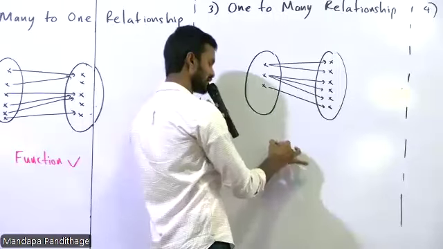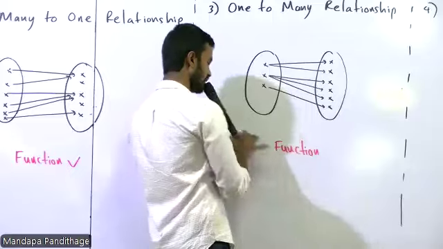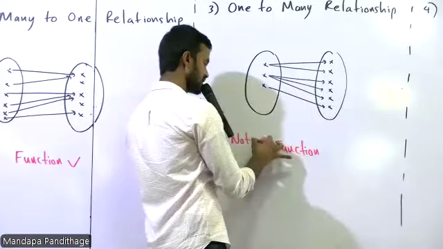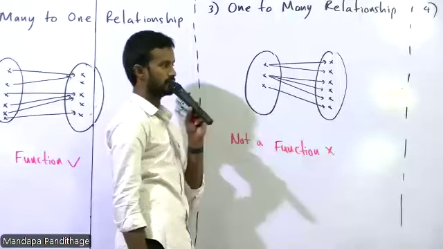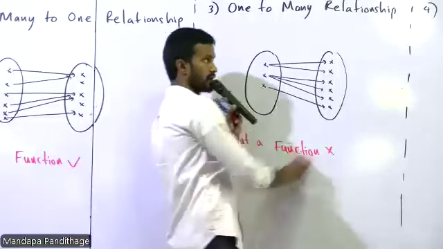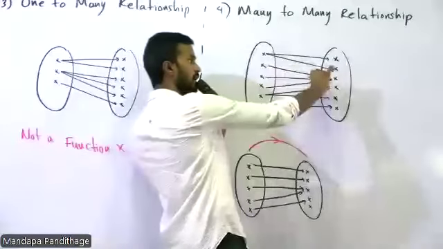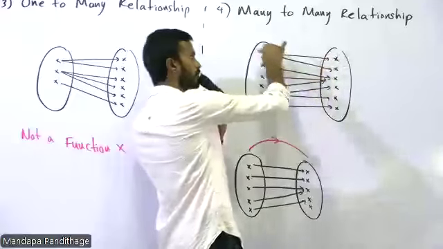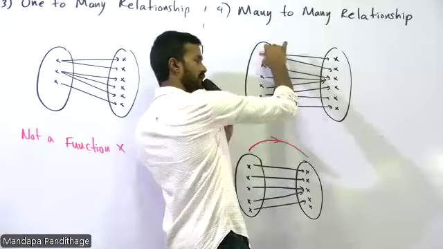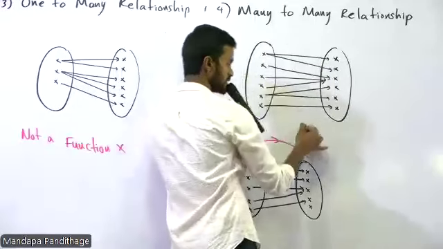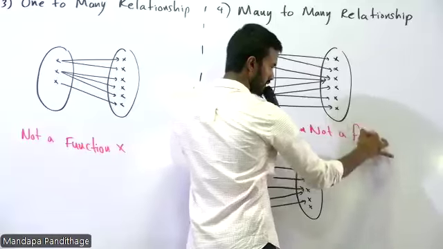Biologically, whatever happens, it's not possible. So it's not a function. This relationship is not a function, because biologically it's not possible. When you come to the many-to-many relationship, because of this one, many-to-one is possible. But one-to-many is not possible. So even this one is not a function.